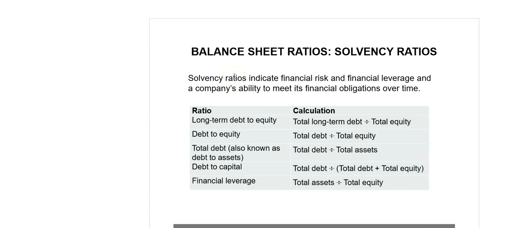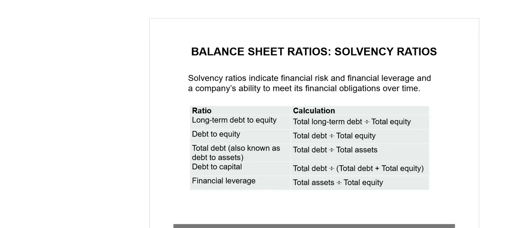Solvency ratios indicate the financial risk and financial leverage as well as a company's ability to meet its financial obligations over time. The more a company borrows or uses debt in its capital structure, the higher will be its financial risk and the lesser will be its solvency. Except for coverage ratios that we will discuss later, all other solvency ratios that are from the balance sheet, the higher is the ratio, the higher will be the financial risk and the lesser will be the solvency of the firm. The names of the solvency ratios are self-explanatory.